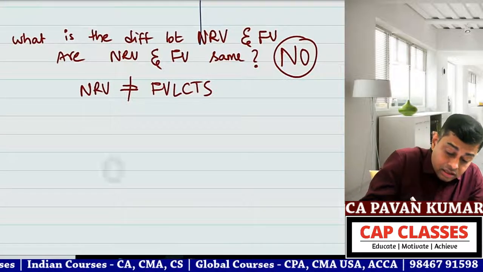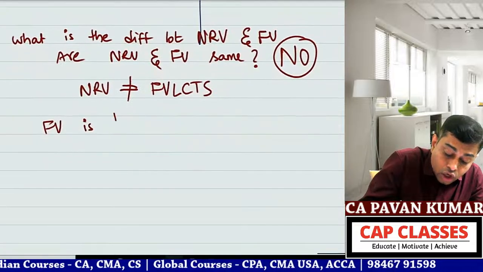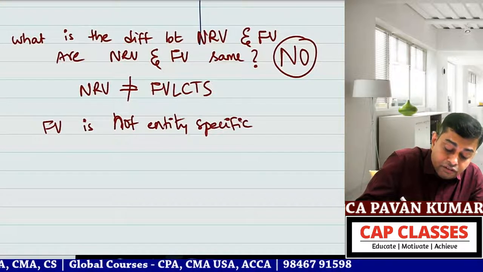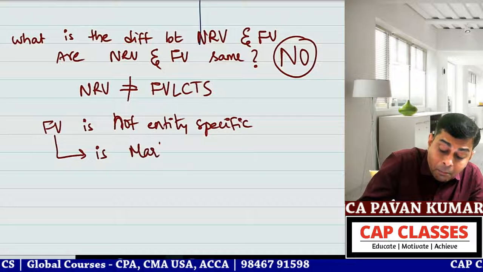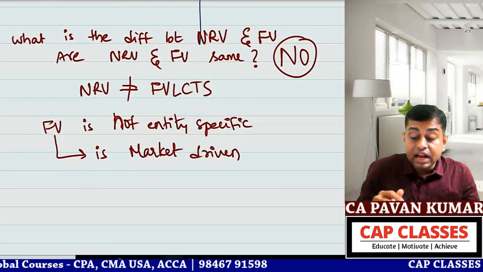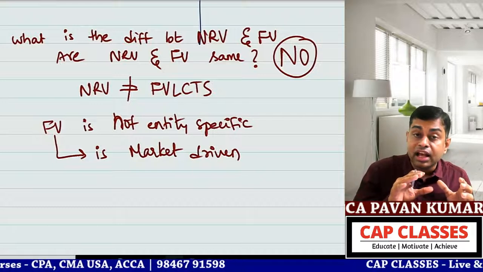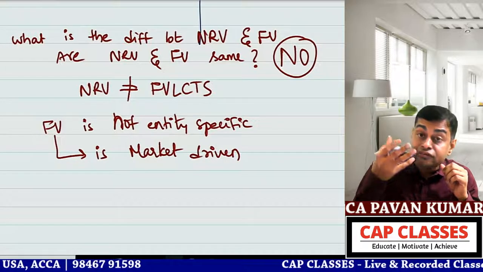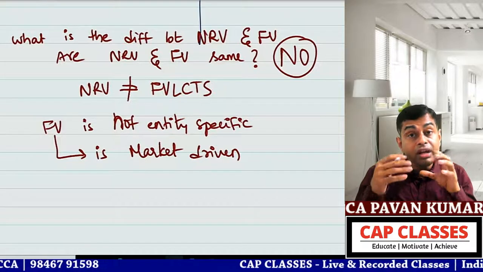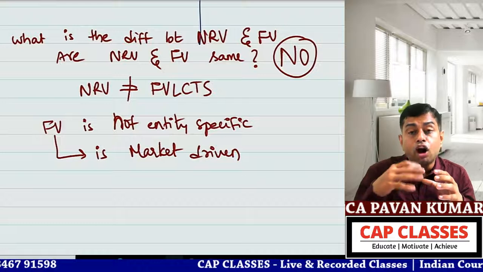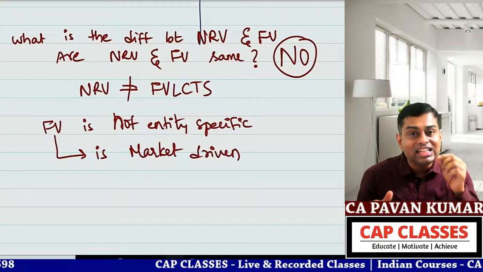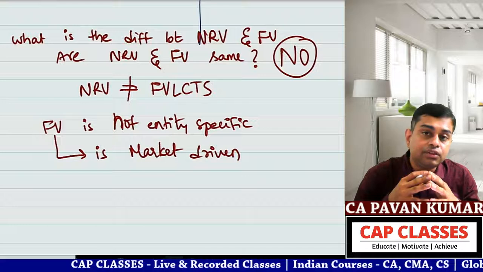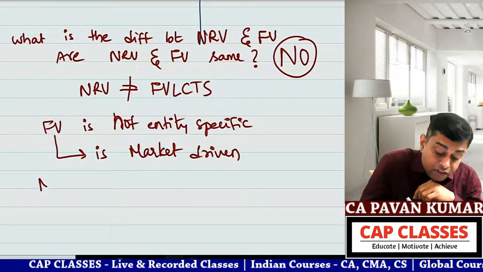Try to understand, fair value is not entity specific. Fair value is market driven. In an arm's length transaction, with a knowledgeable buyer and knowledgeable seller, who have good knowledge about the transaction they are doing with relevant information in hand, what would be the price at which the asset will be sold, or the amount at which this liability will be settled? That is called fair value. We have IFRS 13 for that, which we'll discuss later. Net realizable value is entity specific.